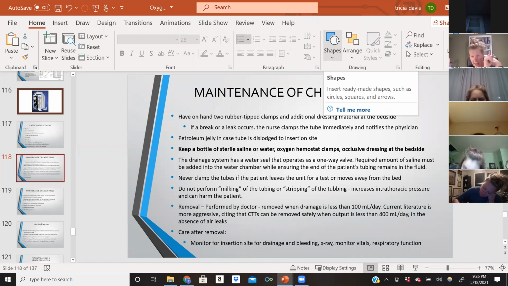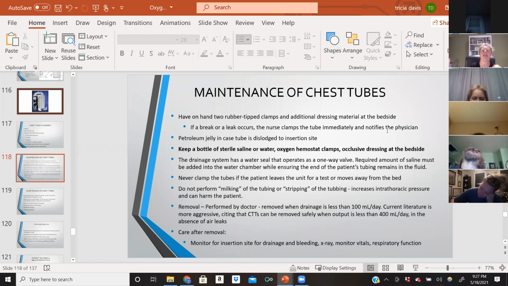If you have a break in the line or the tubing or the system and you happen to have a leak, then the nurse is going to be able to use those clamps to clamp the tube immediately, and then you're going to notify the physician. So you don't want to need these things and not have them at the bedside. You're going to get your patient back from IR, you know he's coming back with a chest tube, make sure you have everything in the room.